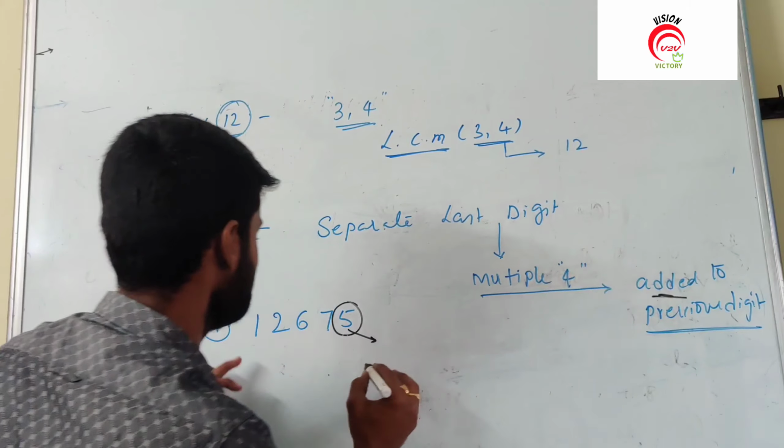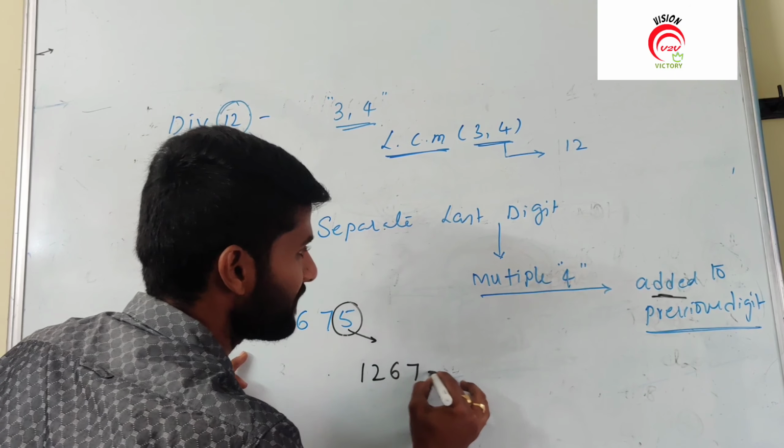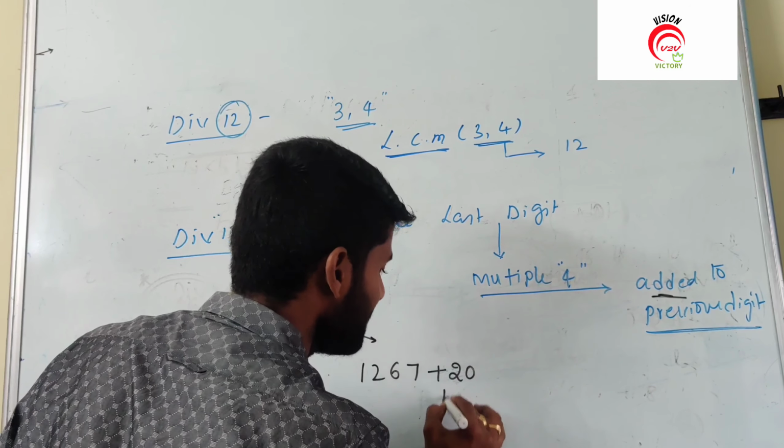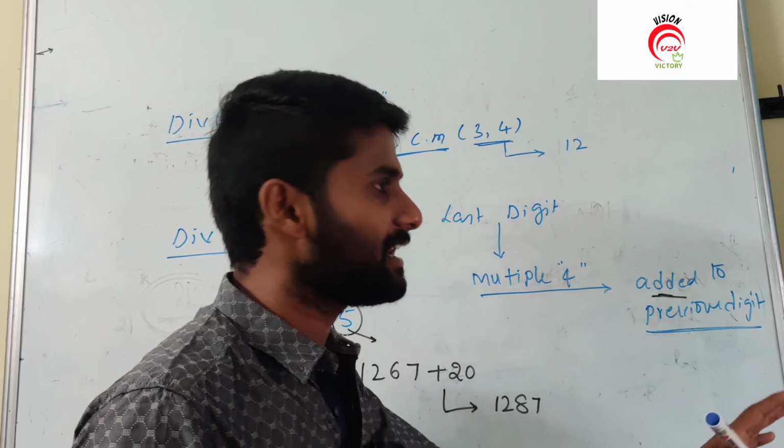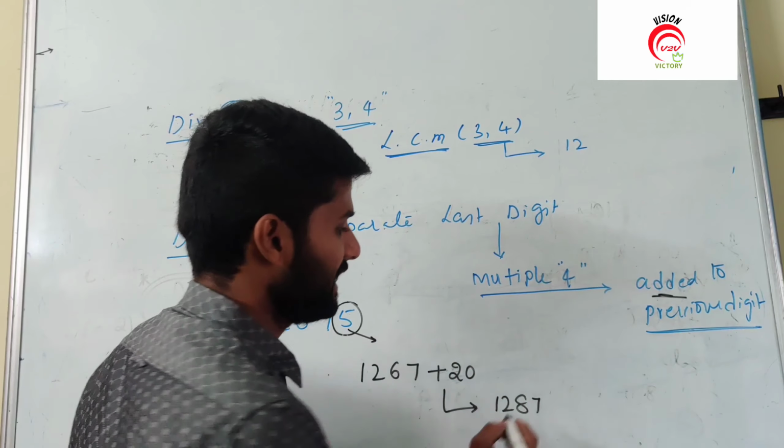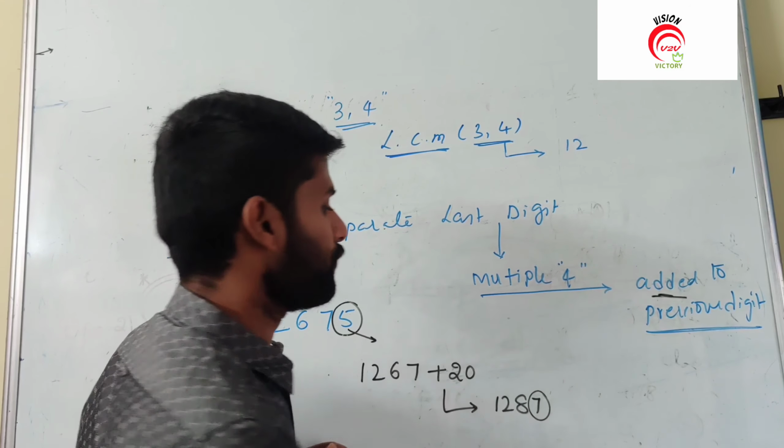We need to add 1267 plus 20. We get the resultant 1287. So until we get a final resultant, do the same procedure. Again, focus on the 7 here.